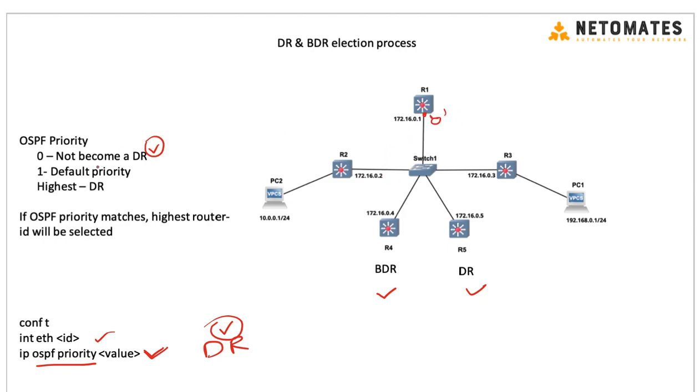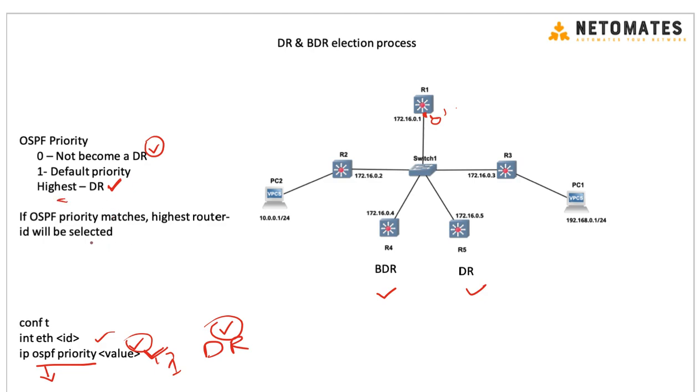If you configure the OSPF priority value as 0 on an interface, for example on R1 here, that router will never become a designated router. If you don't configure any value using this command, the default value will be 1. So if you want to make a router interface the DR, you need to configure the highest value here.